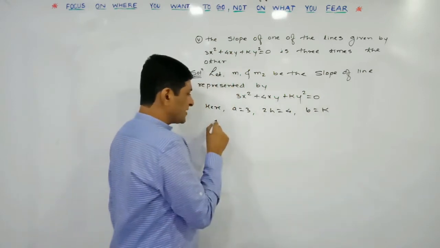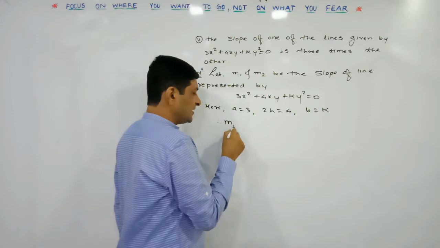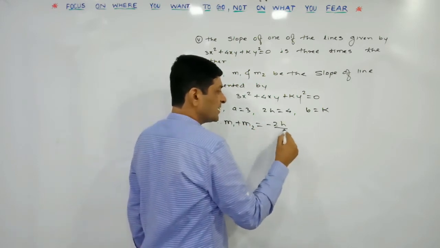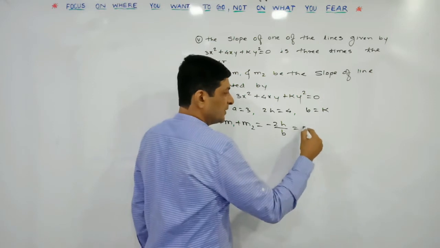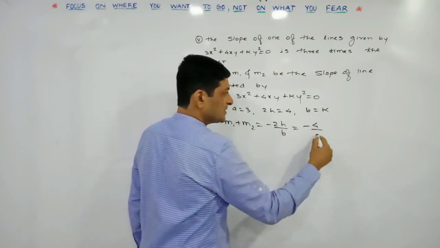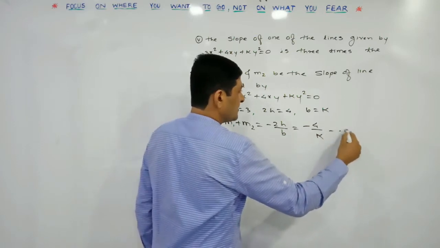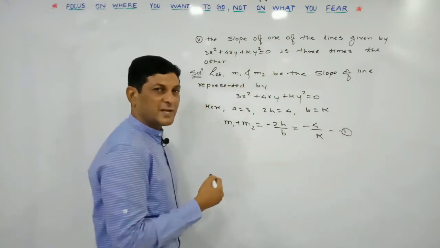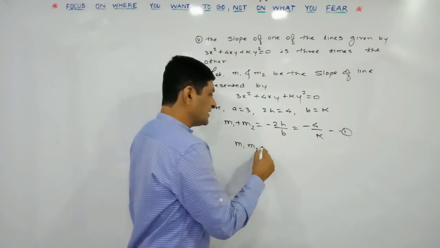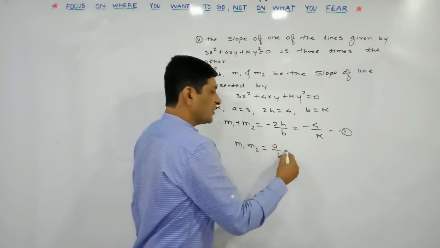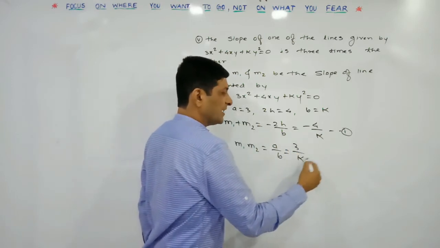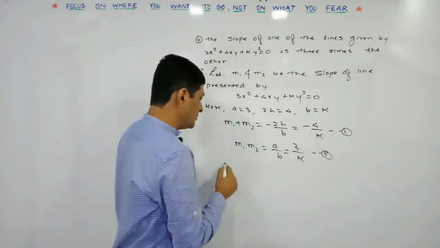Once these values are known to us, then use the conditions that the sum of slopes. What is the value of the sum of slopes? Minus 2h upon b. So which is equal to minus, keep it as it is, 2h we are replacing by 4 and b is equal to k. Let us denote it by equation number 1. Then find out the product of slopes. That is m1 into m2 is equal to a upon b. What is the value of a here? 3 and b is equal to what? k. Denoted by equation number 2.